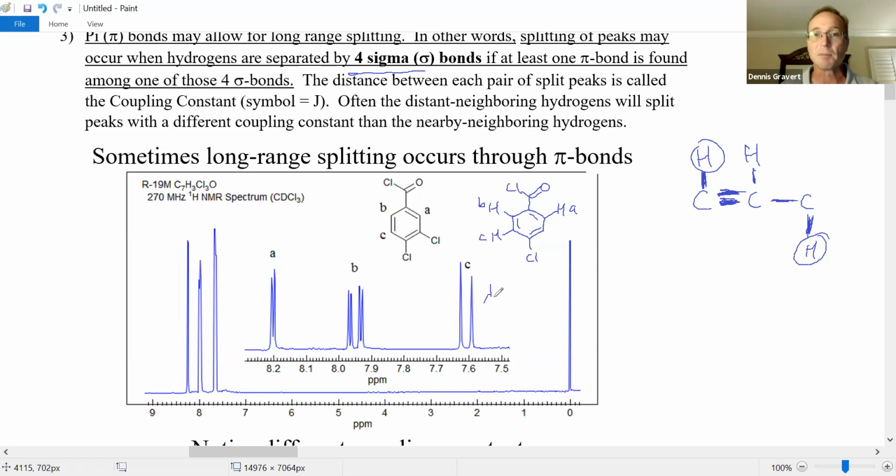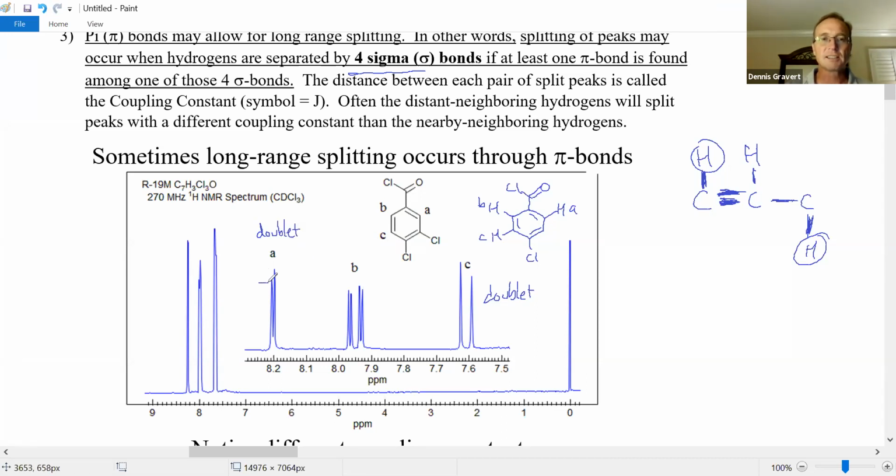C is definitely a doublet because these are cleanly separated. That's how a doublet is supposed to be. The middle does not completely go back down to the baseline. It's not a clean doublet, but you can tell there are two peaks. So that's kind of like a narrow doublet. I don't know what you want to call it.